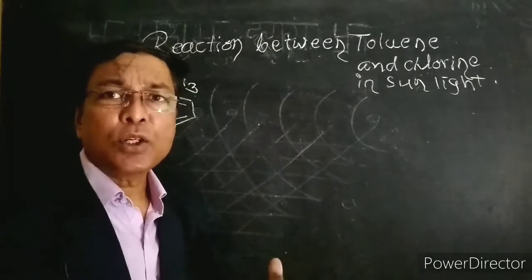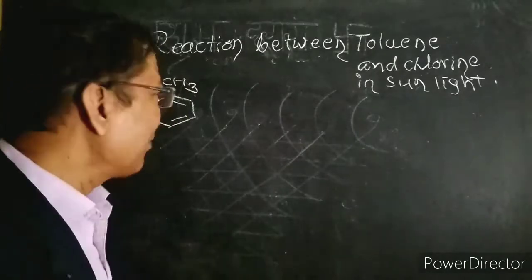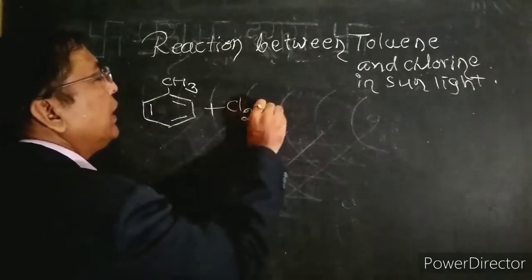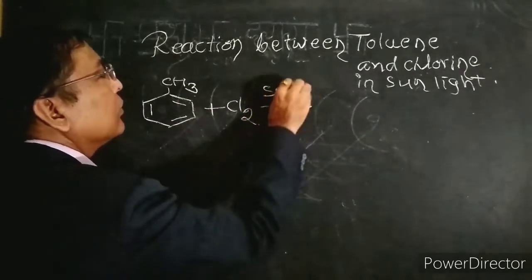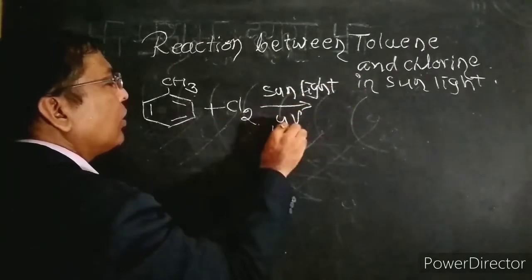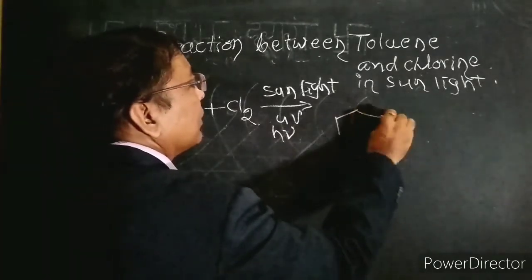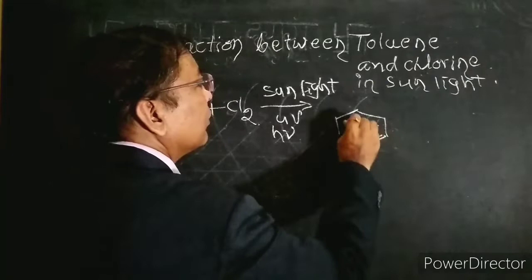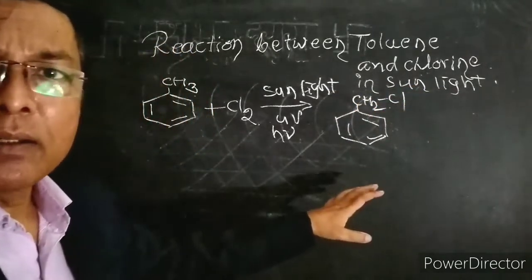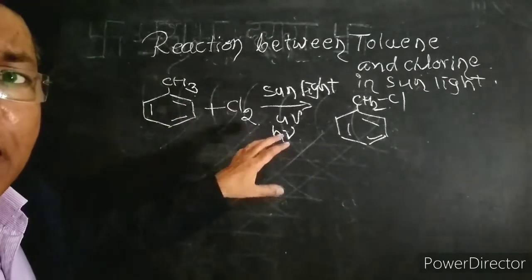Now let us see the reaction. If the reaction of toluene and chlorine is carried out in presence of sunlight, what happens? When toluene is reacted with chlorine in presence of sunlight, that is UV light, or you can also write h nu, we get a product CH2Cl. We get benzyl chloride. The reason is the reaction takes place according to the free radical mechanism.